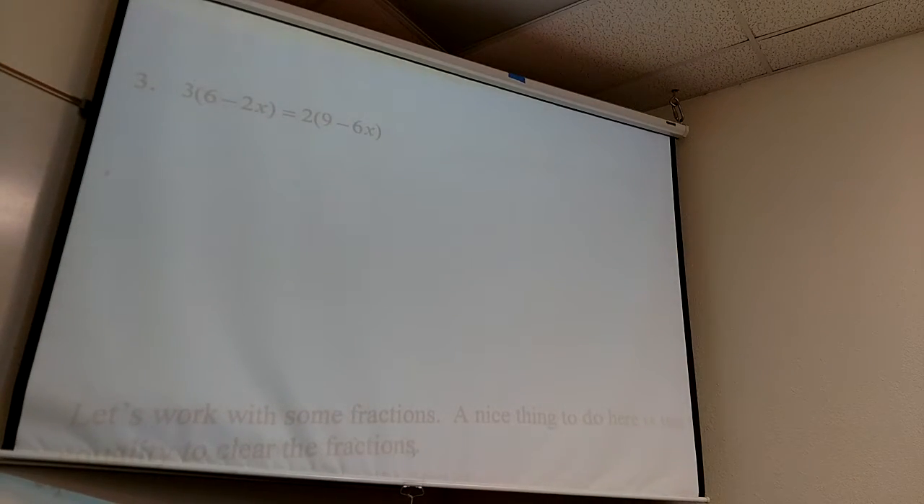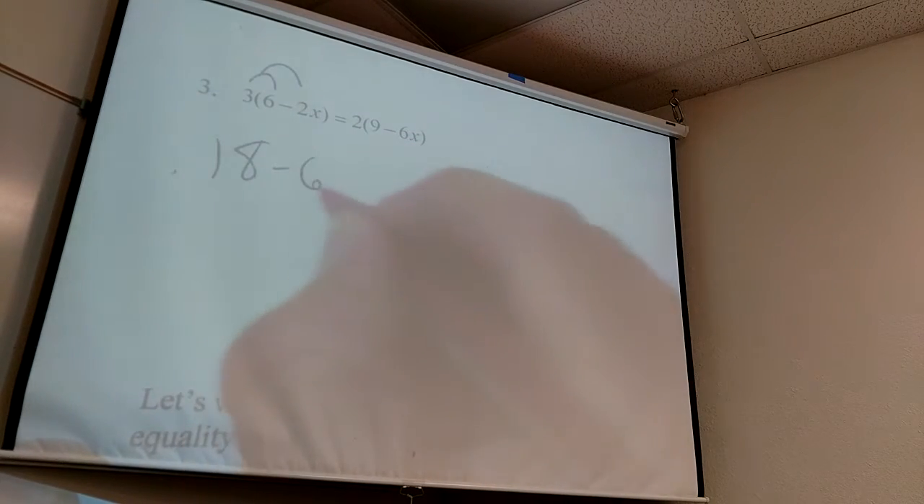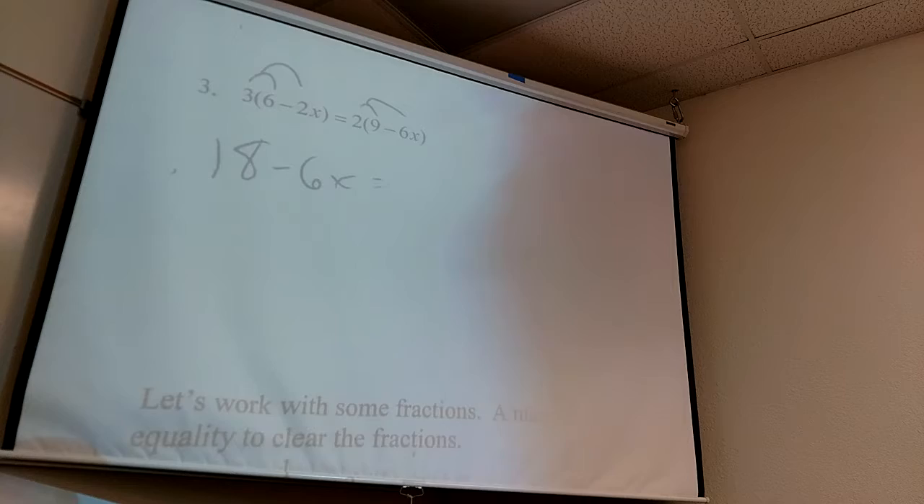So what we keep doing is we keep adding one extra layer. So this one, there was nothing to distribute. I can start moving numbers and letters. This one, there's one step before I move stuff, and that's distribute. So if I distribute the 3, what do I get? Distribute the 2, I get.